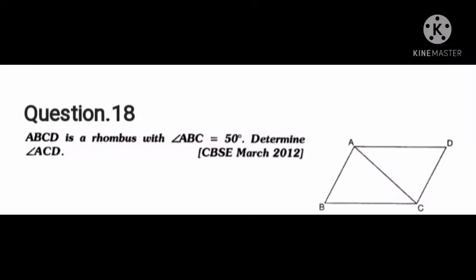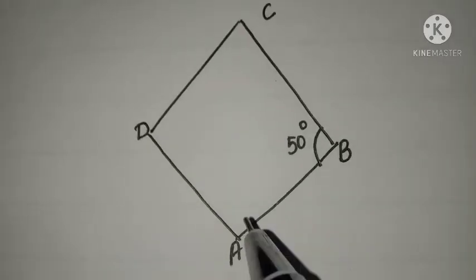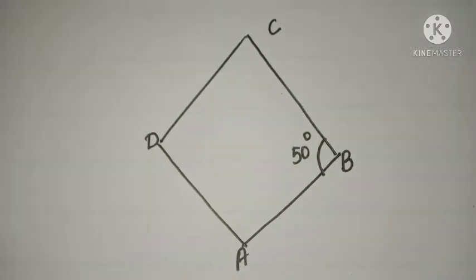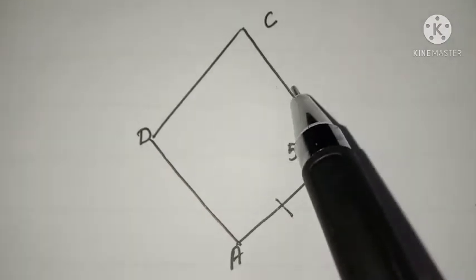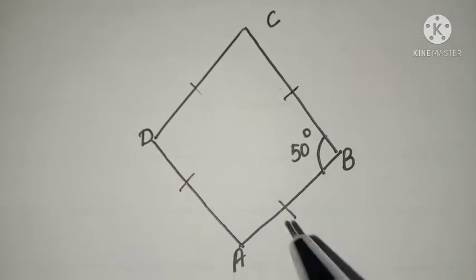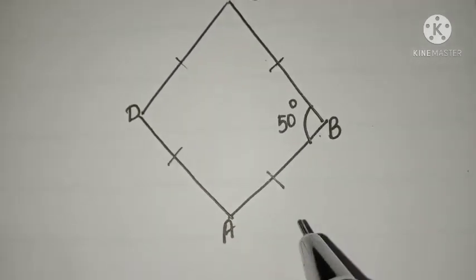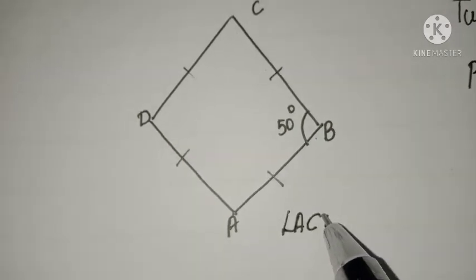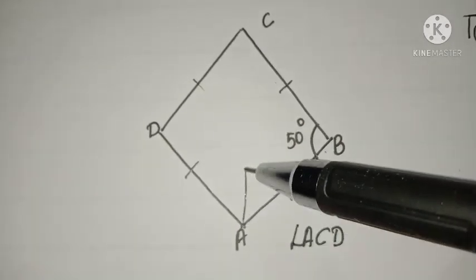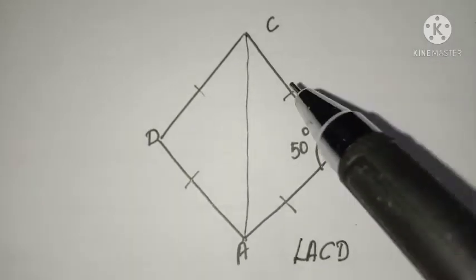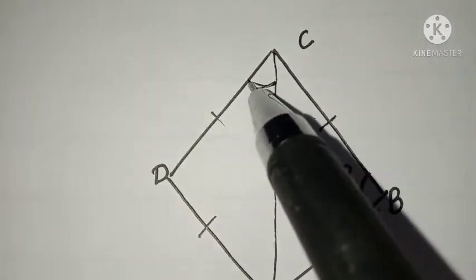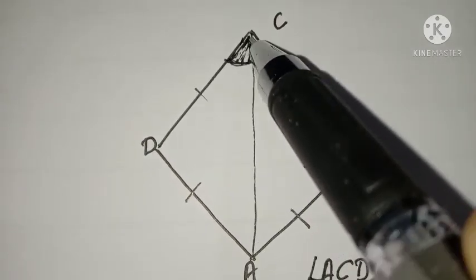Next question. ABCD is a rhombus with the angle ABC equal to 50 degree. Determine angle ACD. Listen, ABCD is a rhombus. Rhombus means all sides are equal. Okay. Given angle ABC, angle ABC is equal to 50 degree. We need to find angle ACD. So join A and C. Okay. So this is the angle ACD. This angle we want to find.